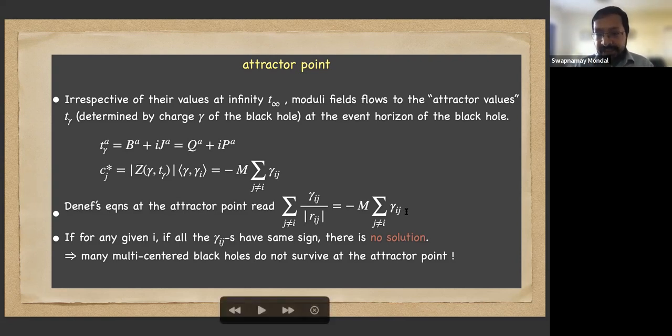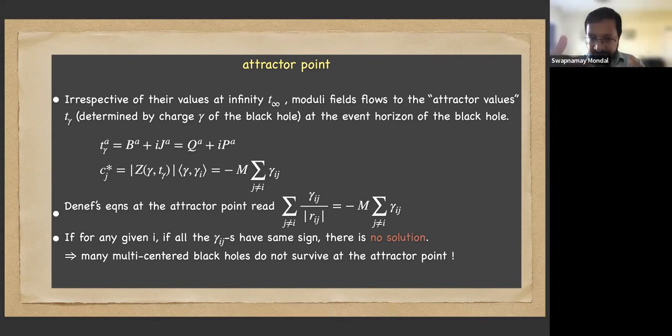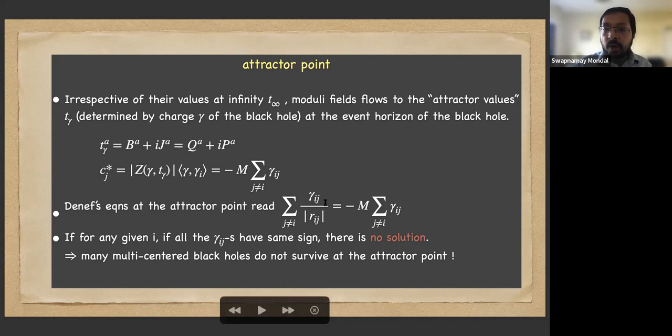Anyway, the point here is that for two centers at this value of c, there are no solutions. It's not a phenomenon restricted to two centers. If you have a multi-centered black hole, you have a set of such equations. If for any one of those nodes, you fix i and change j, and all the gamma_ij's have the same sign, let's say all are positive, then the left-hand side of that equation is definitely positive, whereas the right-hand side is definitely negative. So it cannot have a solution.